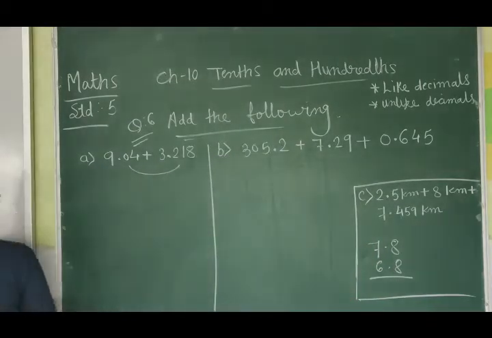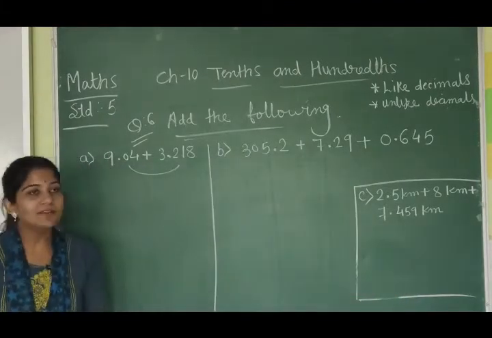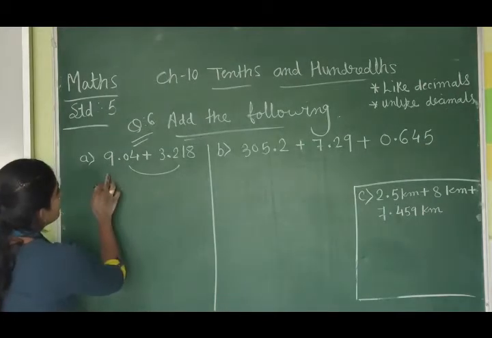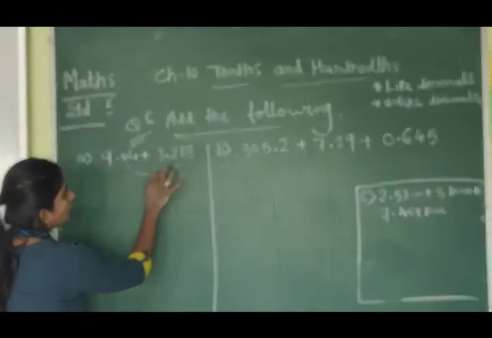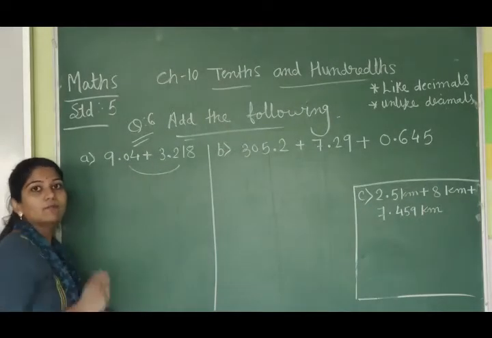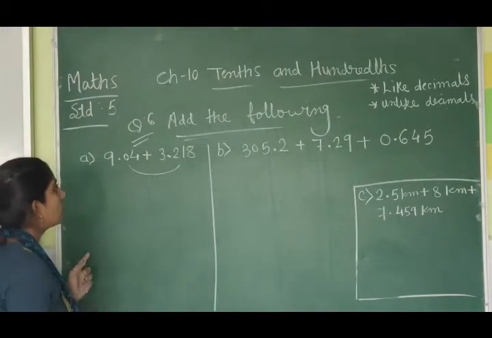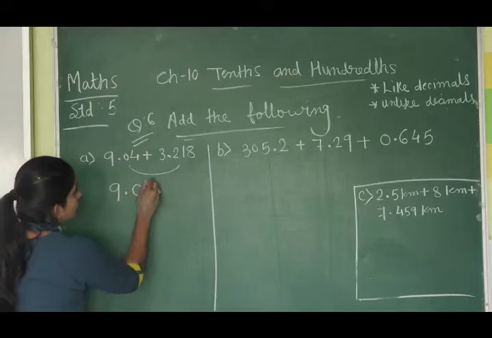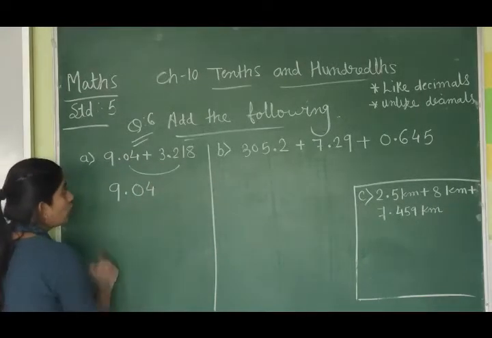So now back to the point, what we have to do: we have to add the following decimals in addition form. So now the first one is 9.04 plus 3.218. Okay, you also have to do the reading in decimal form, and that I have taught you. So first we are going to write 9.04 and 3.218.